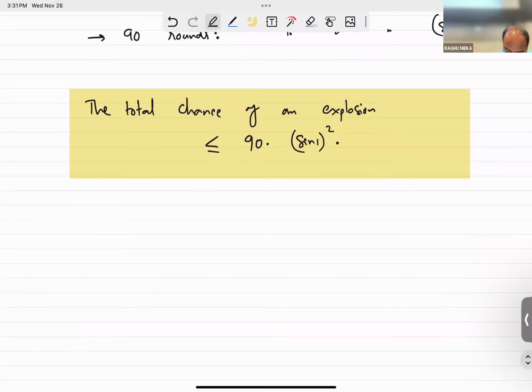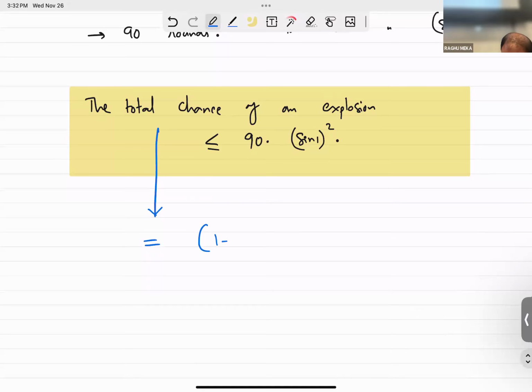But if I really wanted the probability, then this is equal to 1 minus sine 1 whole squared to the power 90, 1 minus this. So the chance that I would die is 1 minus the chance that I don't die. But that means that I shouldn't die in every round. Okay, I think maybe this is what you were asking for. So I should live every round. The chance that I live in a single round is 1 minus sine 1 whole squared, so basically cosine 1 whole squared. I should live in every round.